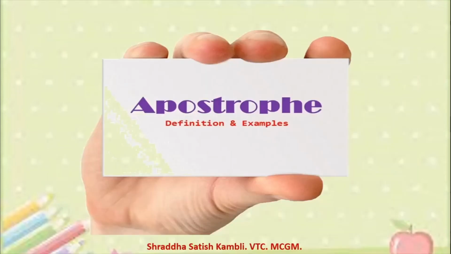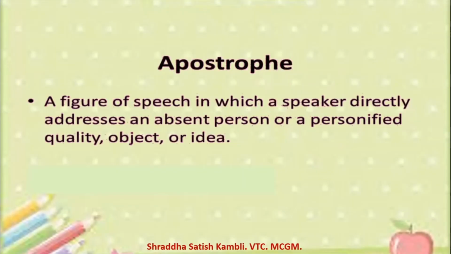Let's move on and look at one more, and that is apostrophe. What is the meaning of apostrophe and what is the definition of apostrophe? What are examples of apostrophe? Apostrophe is also a very simple figure of speech. It is a figure of speech in which a person who is speaking directly talks to a person who is absent or who is personified.